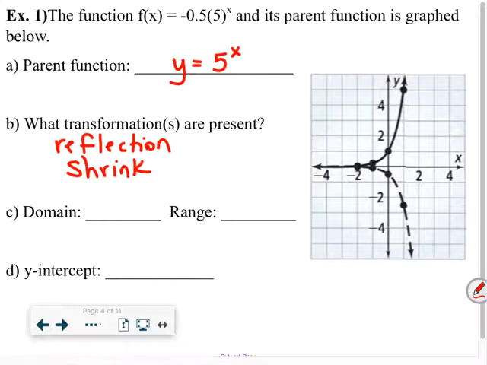Now, let's do the domain and range of the transformation. Domain of all exponential functions are negative infinity to infinity. The reason why is because my graph goes left forever and right forever. Okay, the x's are the left-right. My range are the y's, they're the up-down. So now I'm talking about the transformation. This one going here. What's the range?